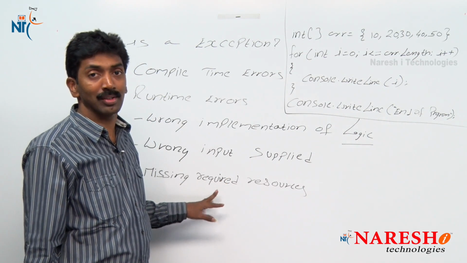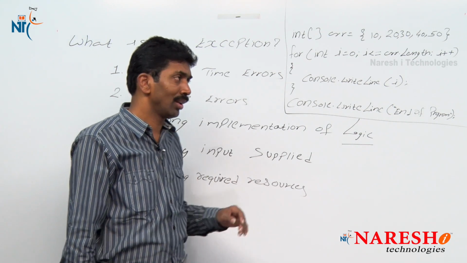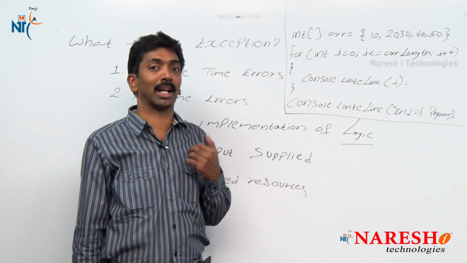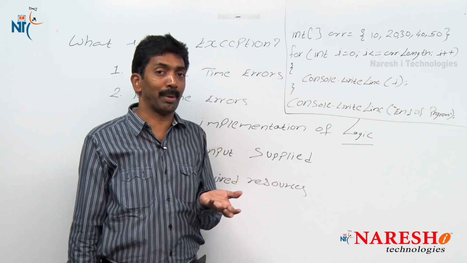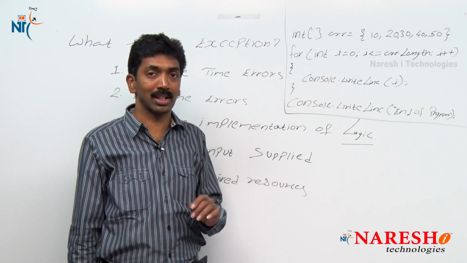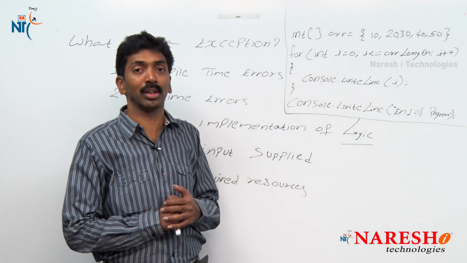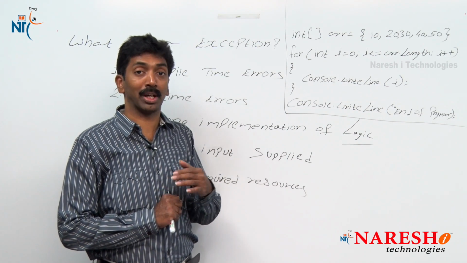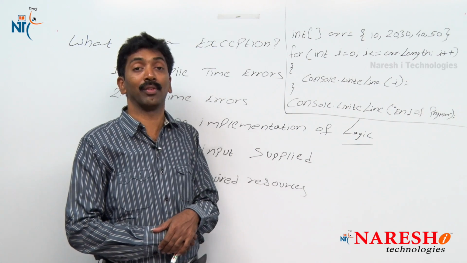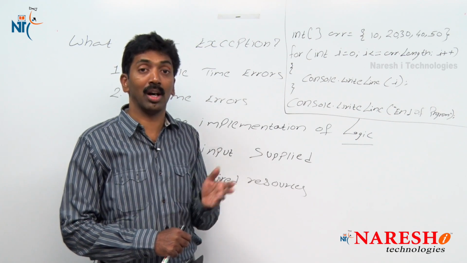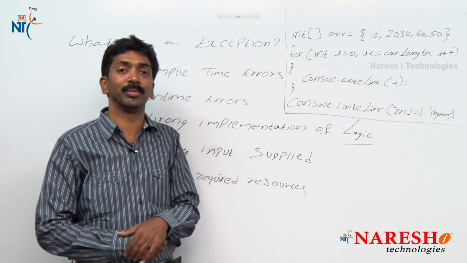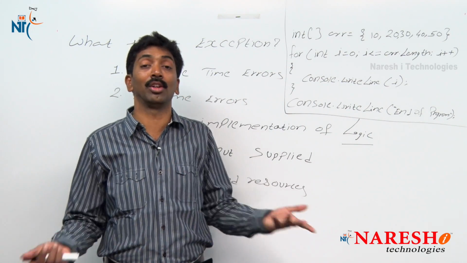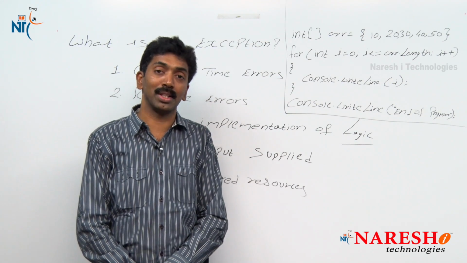Missing required resources. What is missing required resources? Say, I was trying to write a program to open a file on the hard disk and read the content from it. When I wrote the program, the file was existing, everything was fine, I was able to execute it. Now, after 1 week, what happened? I'm trying to run the same program, chances of getting an error. Why? Unfortunately or unknowingly, someone deleted the file. When someone deleted the file, now my program will try to access the file, not existing. Okay, so this is another reason.